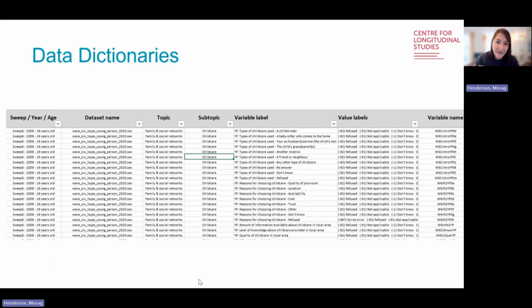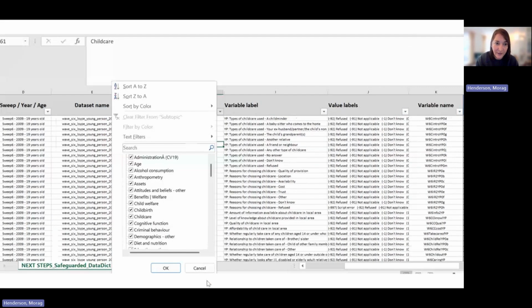So the Excel spreadsheets have sweep, year, age, data name, topic, subtopic, variable name, as well as the actual questionnaire wording. And as with Excel, you can filter and search through particular things. So you might be interested in a particular age, 16, for example, within a particular study, and that you're interested in alcohol consumption, and it will filter through all of the data in relation to that topic. So that's the back end version that's a bit more manual.